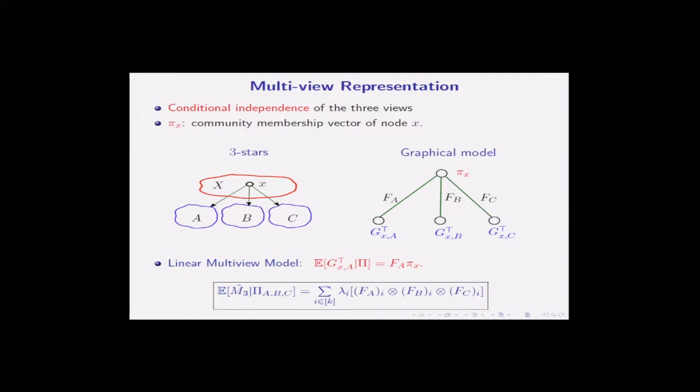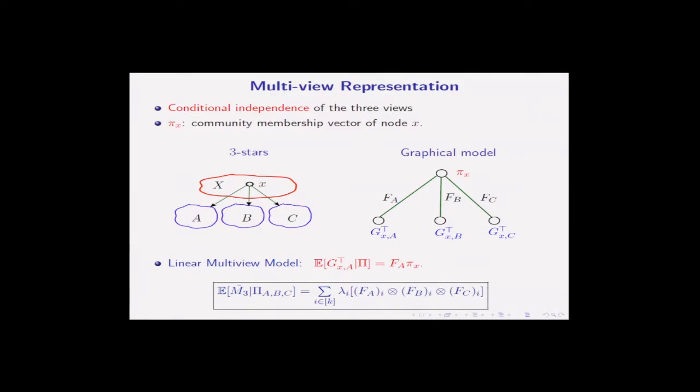Here the intuition is we'll use the fact that these edges are conditionally independent once I condition on the community memberships. If I look at the set of edges from this node X to this set A, to B and C, the only common factor there is the community membership vector of this node X. So conditioned on this community membership, all these edges are conditionally independent. You can think of this as 3 independent views conditioned on this latent variable, which is the vector of community memberships for node X.